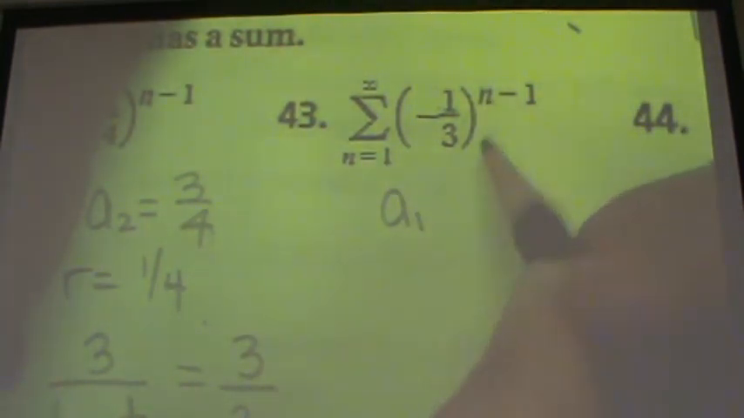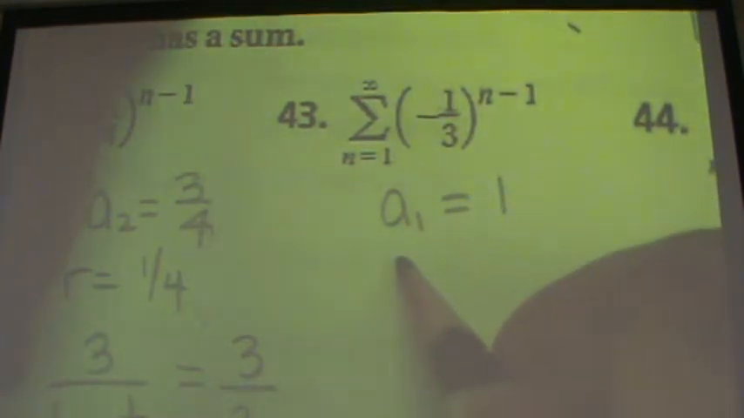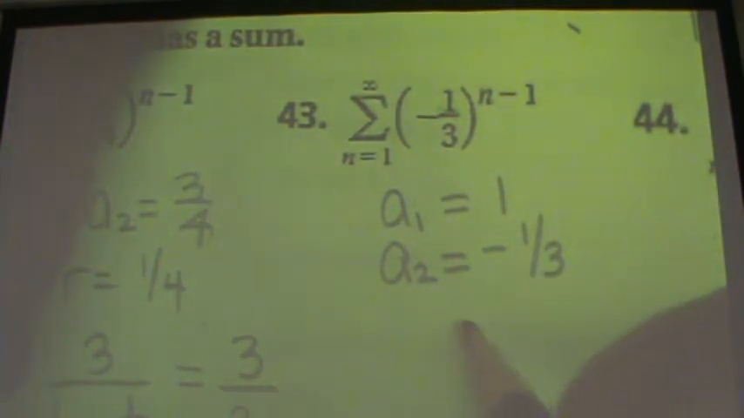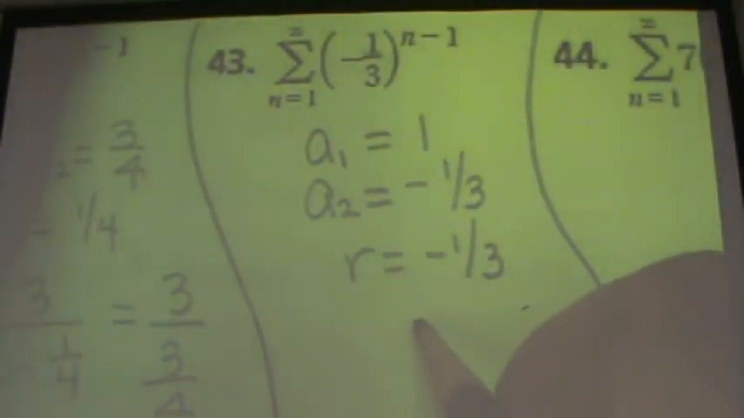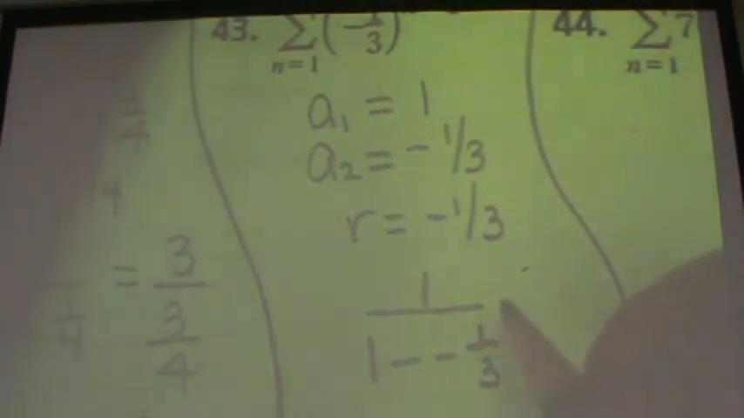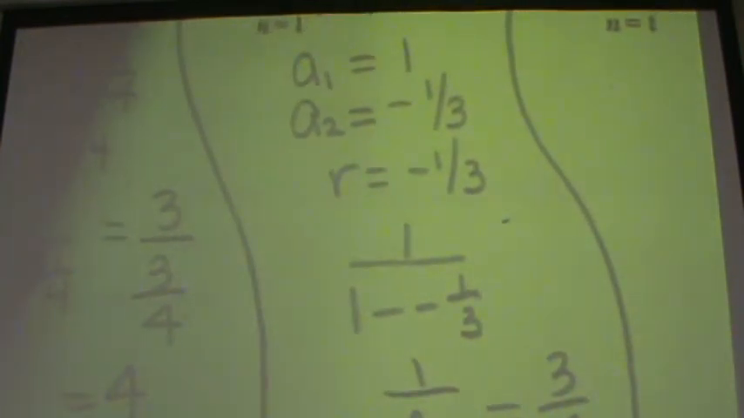Plug 1 in here. You end up with 1 as your first term. When you plug 2 in, you get negative 1/3. So what's R? Negative 1/3. Good. So what's your formula? A1 over 1 minus negative 1/3, or 1 plus 1/3, which is 4/3. So it's 1 over 4/3, which is 3/4. Good job.